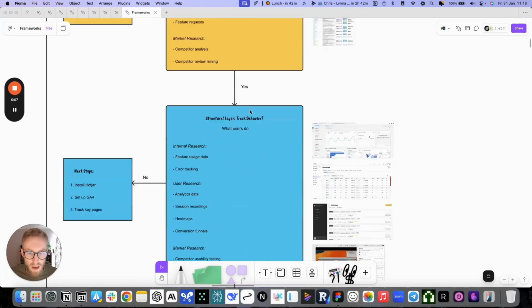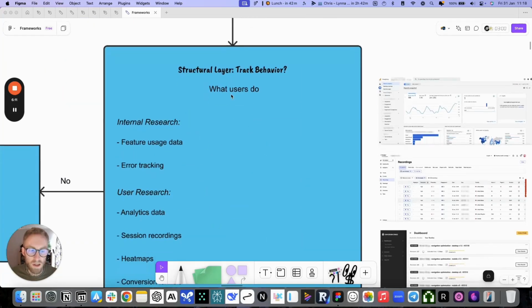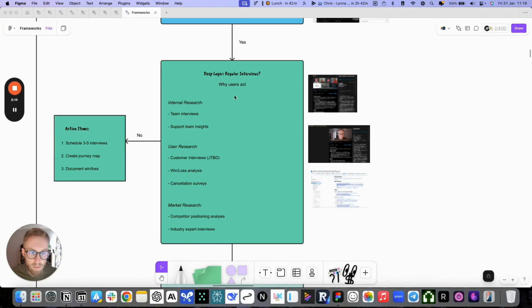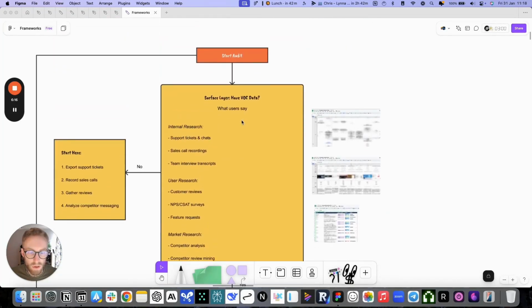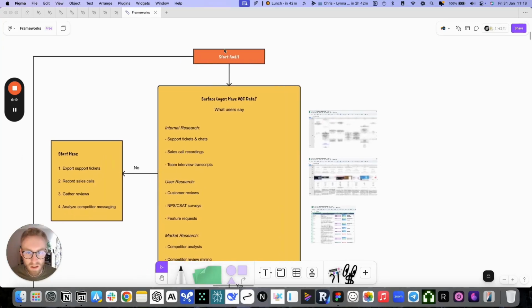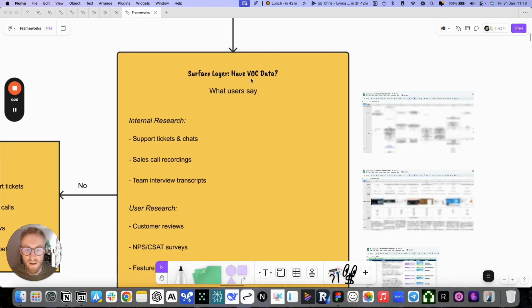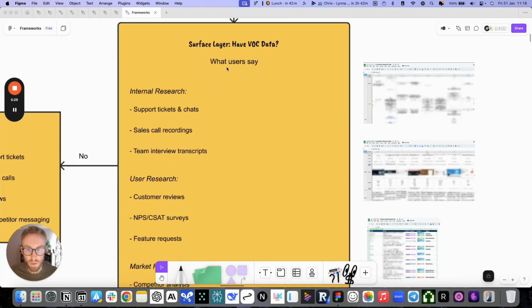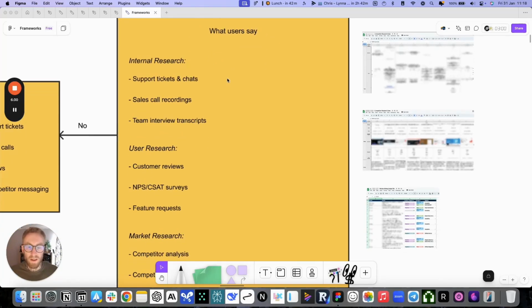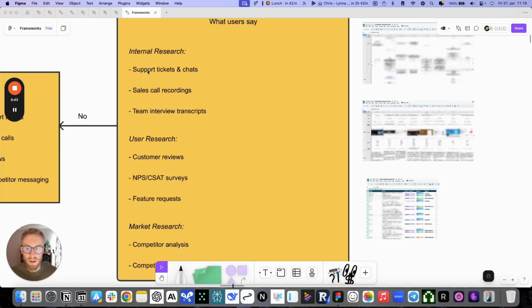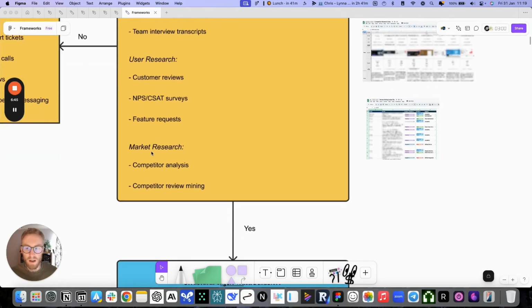So the surface layer, the structural layer, which is the second one, and the deep layer. So let's go through the decision-making tree. In short, we start our, let's call it, audit. First layer, do you have voice of customer data? So what users say. And the way that I divide every layer, again, another division, it's the 3 different kinds of strata, let's say, of the layer. We have the internal research, the user research, and market research.